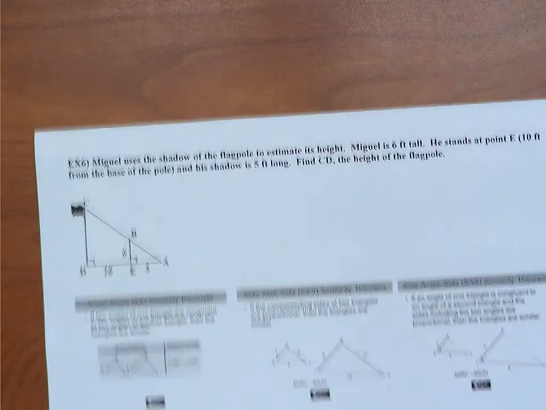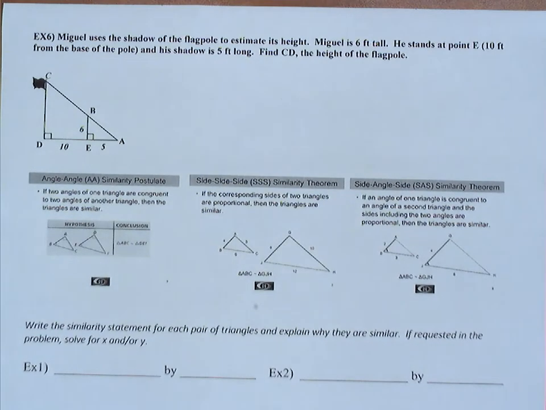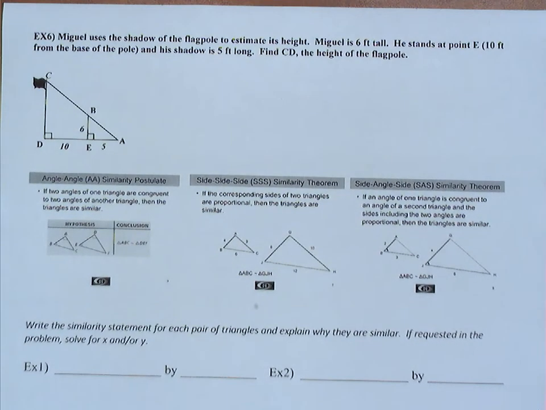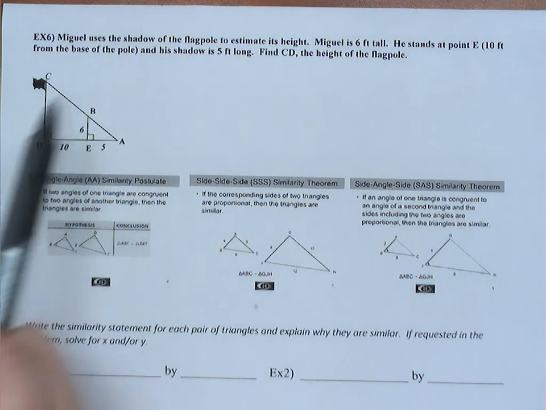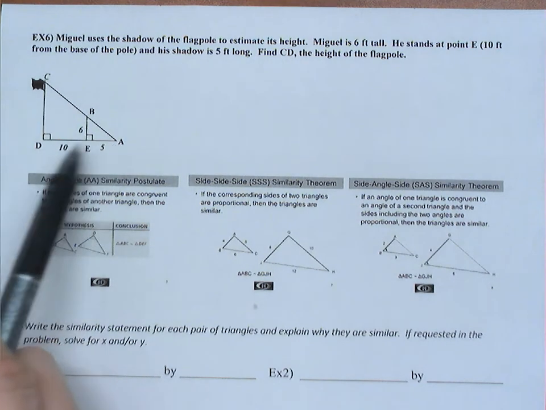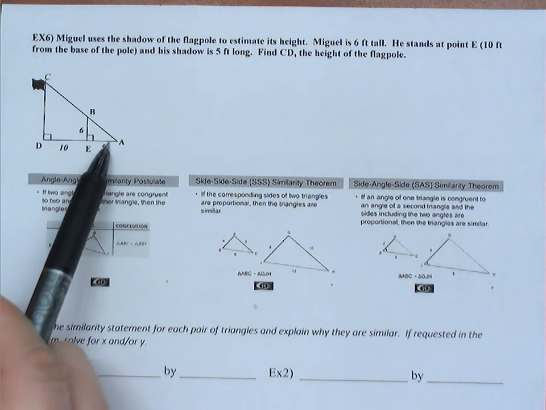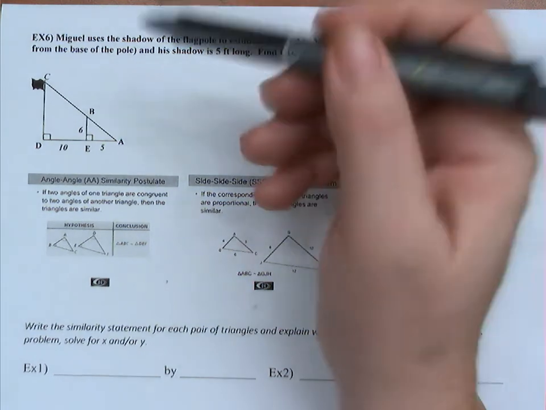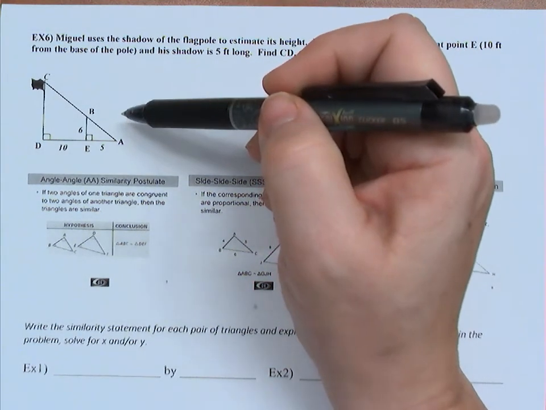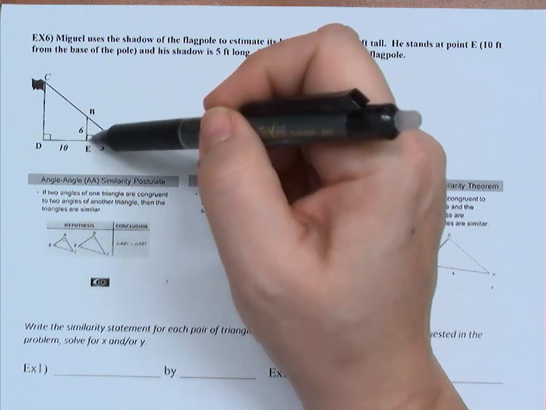Moving on. Let's try a real life example. So Miguel uses a shadow of the flagpole to estimate its height. Miguel is 6 feet tall, and he stands at point E, 10 feet from the base of the flagpole. So he stands here, he's that far away, and his shadow is 5 feet long. So his shadow is going to hit from here, and you're supposed to find CD, the height of the flagpole. So you should be able to see that you have two corresponding angles that are congruent. This is congruent to itself, and then I have two right angles.